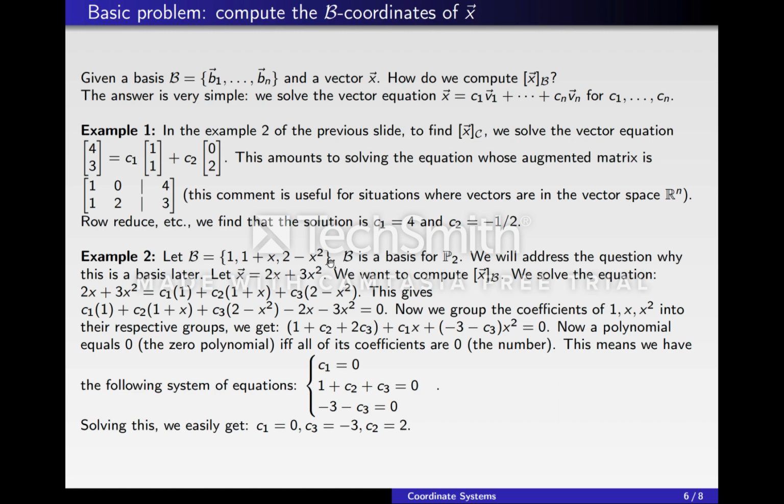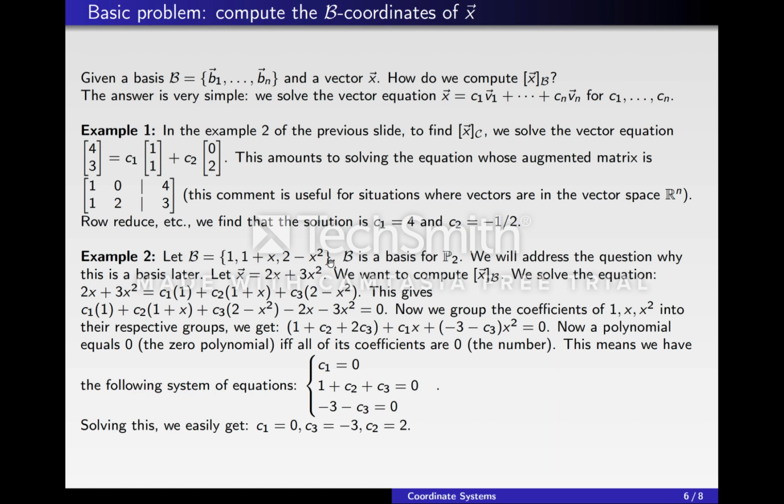So the short answer is that we solve the vector equation x = c1v1 + ... + cnvn for the variables or the unknowns c1 through cn, right? That's what we're looking for. The c1 through cn are the coordinates of x, right? So let's do a couple of examples.